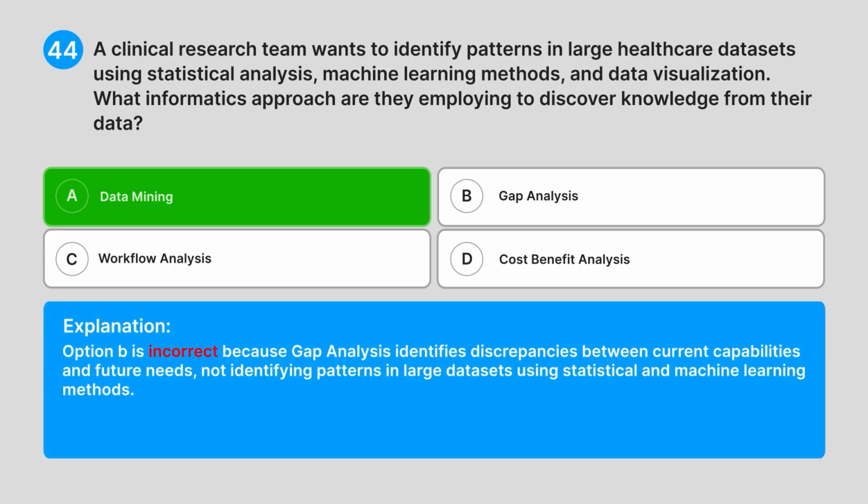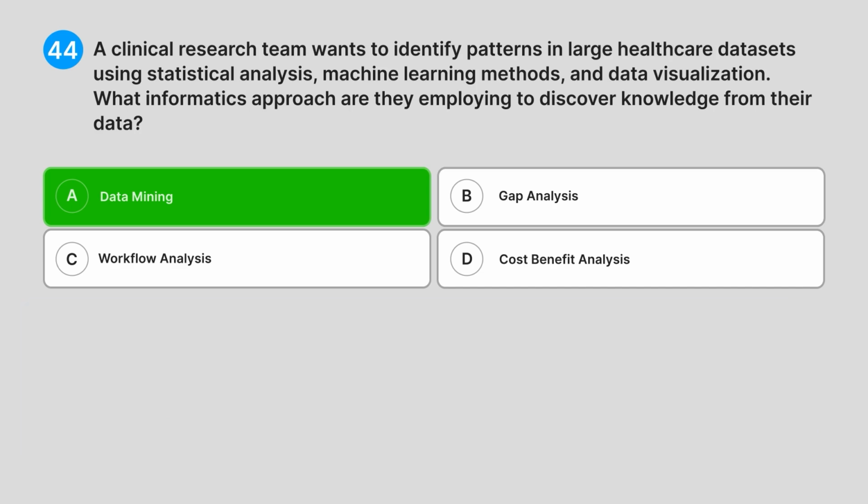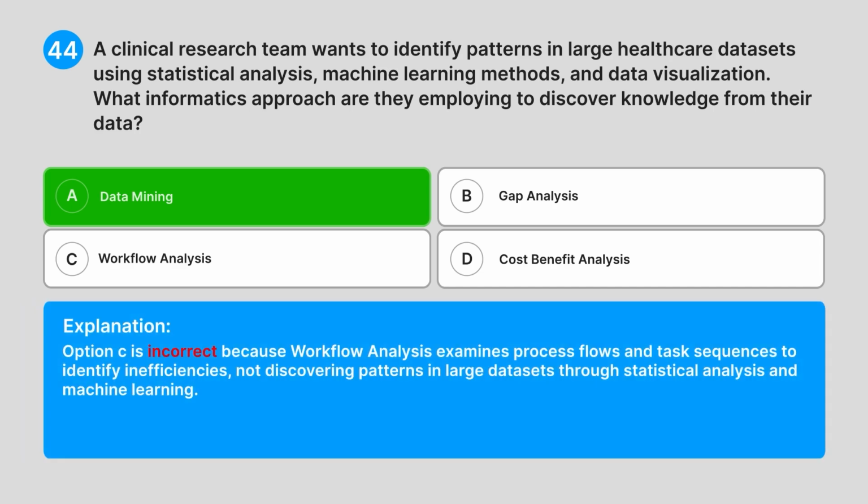Option B is incorrect because gap analysis identifies discrepancies between current capabilities and future needs, not identifying patterns in large datasets using statistical and machine learning methods. Option C is incorrect because workflow analysis examines process flows and task sequences to identify inefficiencies, not discovering patterns in large datasets through statistical analysis and machine learning.